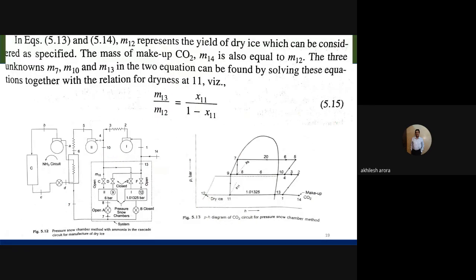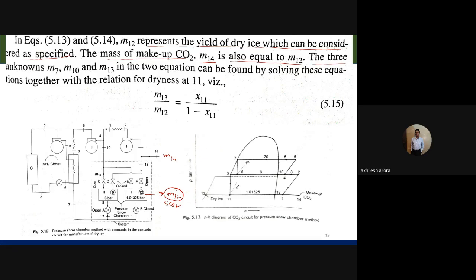Now, M12 represents the yield of the dry ice, which can be considered as specified. The mass of the makeup CO2, M14, is also equal to M12. I have already told you. See, here we are withdrawing the mass M12, which is the solid CO2, and whatever is this M12, the same amount of mass should be equal to M14 also. So M12 and M14 are equal.